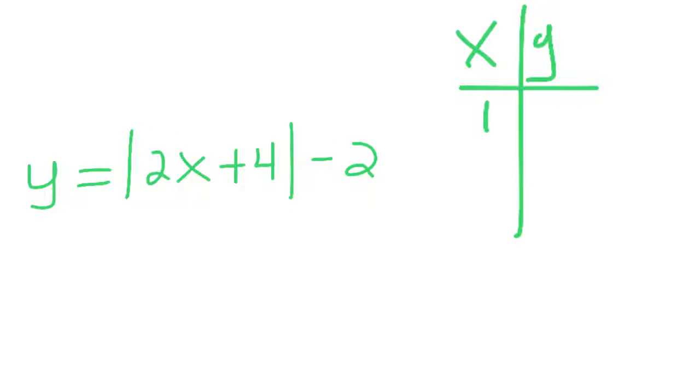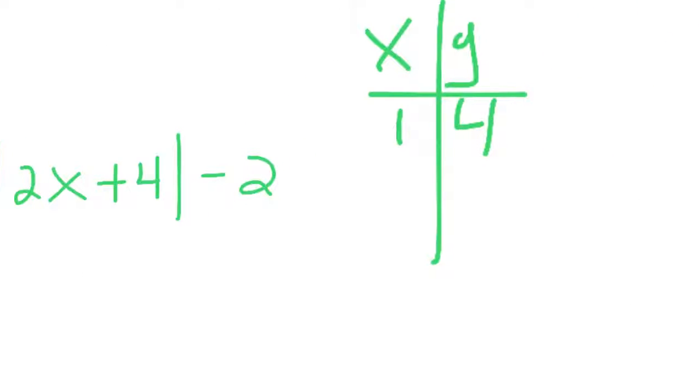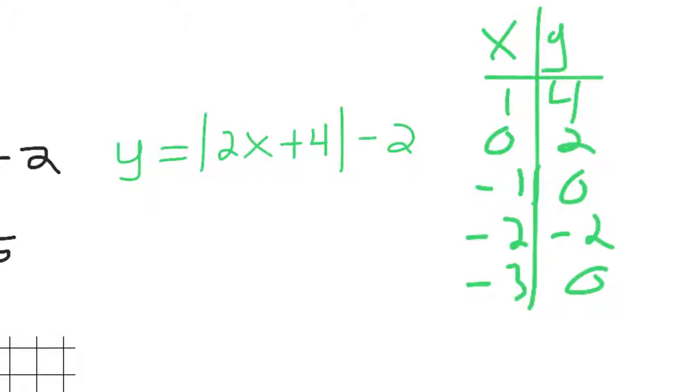If you plug in a 1 in there, 2 times 1 makes 2, 2 plus 4 makes 6, absolute value of 6 is 6, 6 minus 2 is 4. So (1, 4) is going to be a dot on this graph, right there. And then you can find some other dots by just going through the table and getting some more values. So I saved the pain of watching me plug all these in.